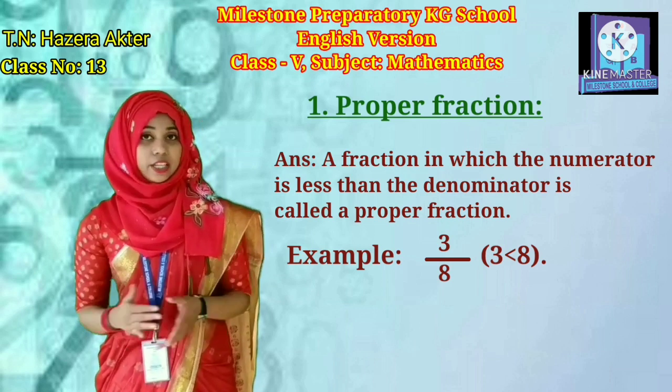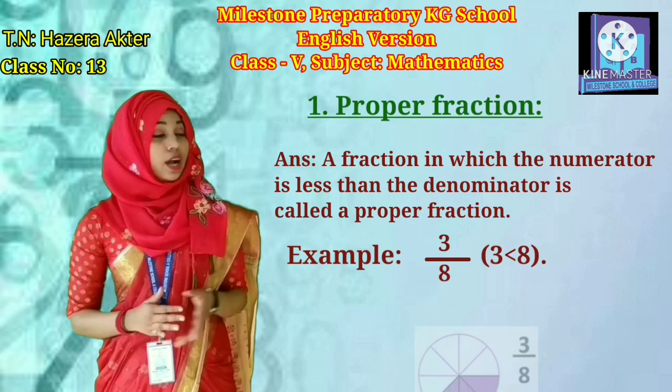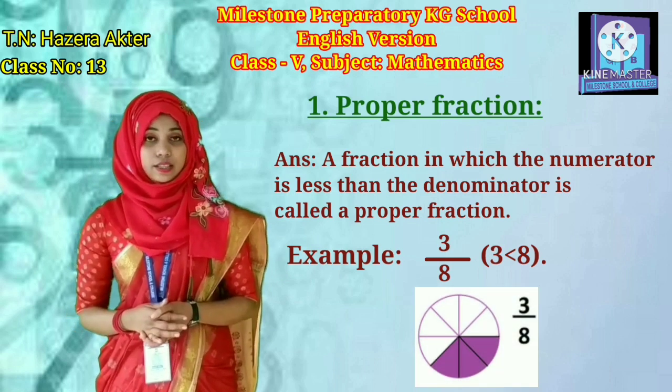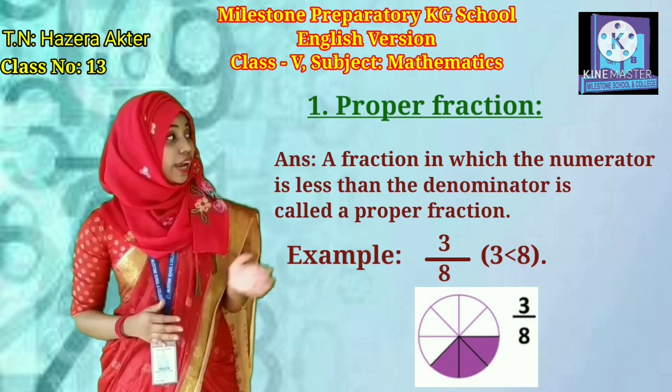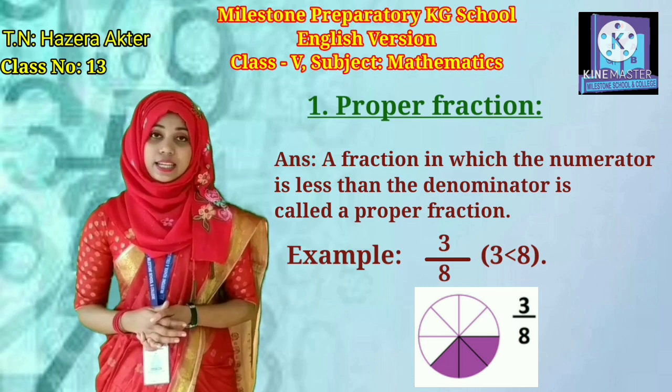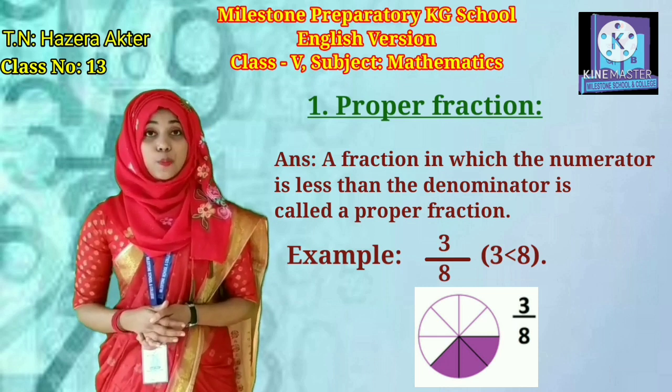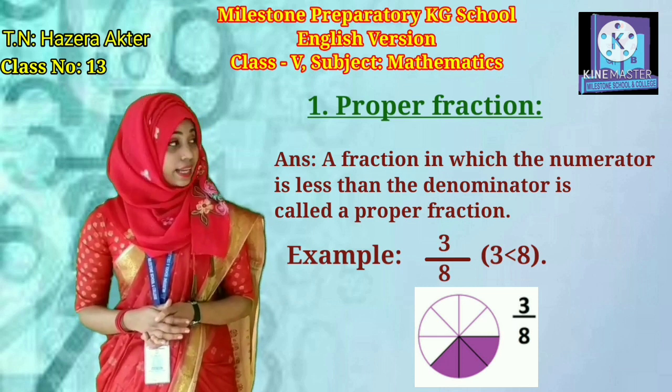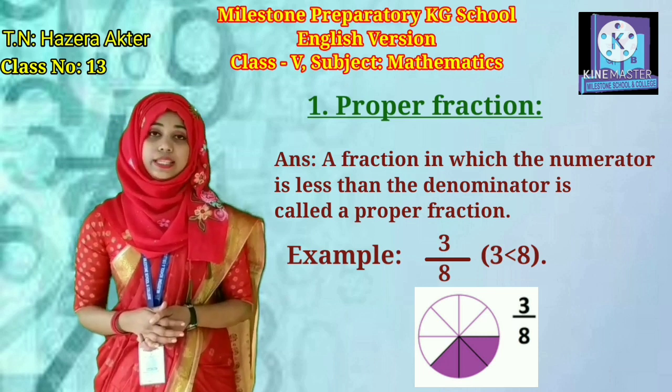I will explain it. This is a picture of circle. 3 out of 8 parts of the circle is colored. It means proper fraction is less than 1 or whole thing.